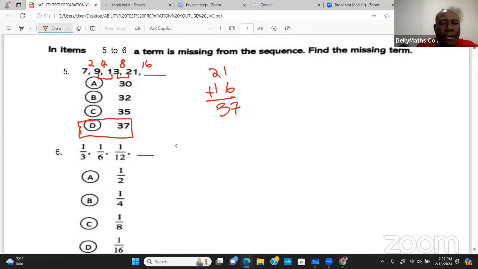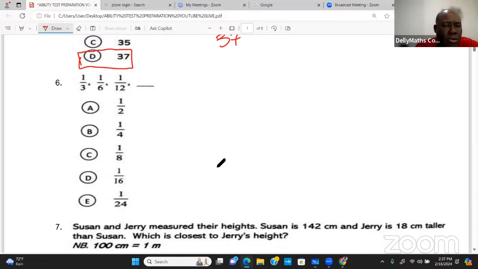So looking at the pattern, doesn't matter what pattern you see, make sure that it is very consistent going forward. As you can see, we're doubling. We're adding 2, then 4, then 8, then 16, and it goes on and on. So question 5, the answer should be D. All right, so be careful as we go. Let's take a look at question 6.